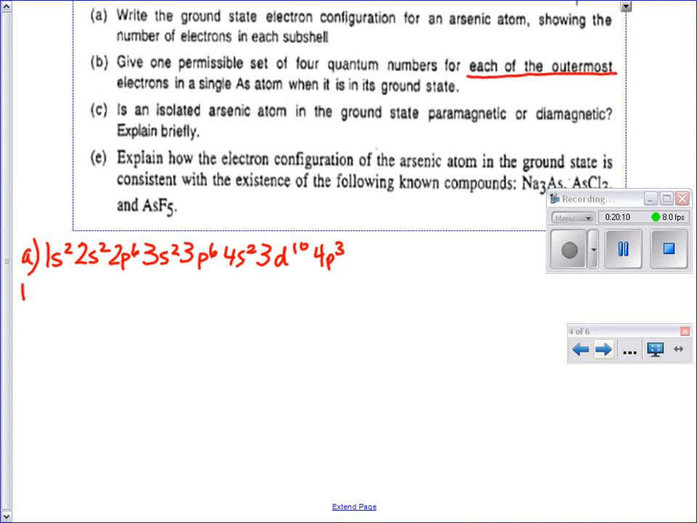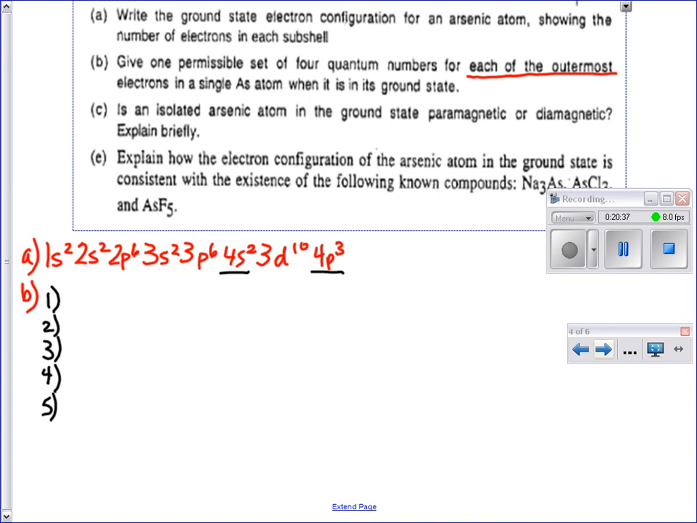Part B says, give one permissible set of 4 quantum numbers for each of the outermost electrons. So what is that? What are we finding the quantum numbers for? Valence electrons. How many valence electrons? You really don't even need a periodic table to answer this question because this electron configuration gives you everything you need. There's 5, exactly. You've got these 2 and those 3 electrons. So we have 5 sets of quantum numbers to write. We got to get busy on that.